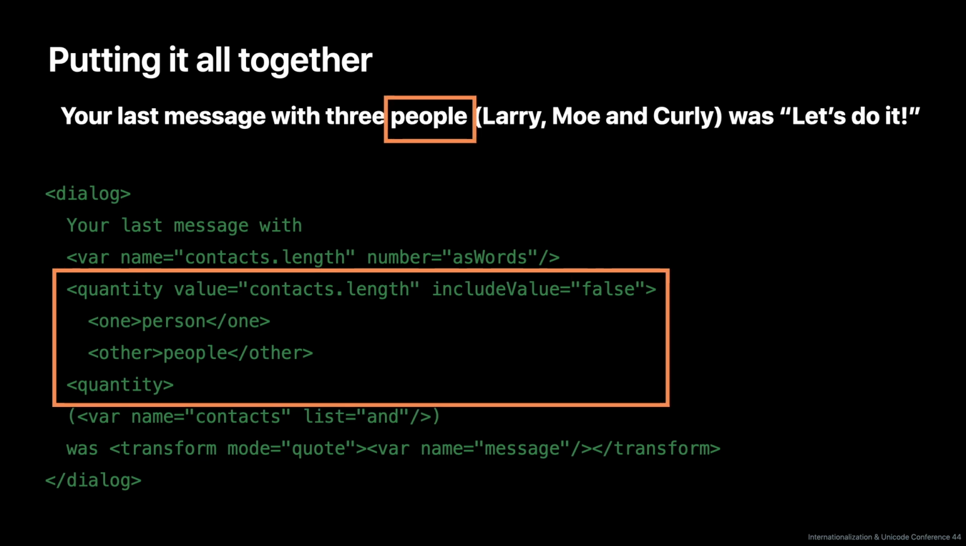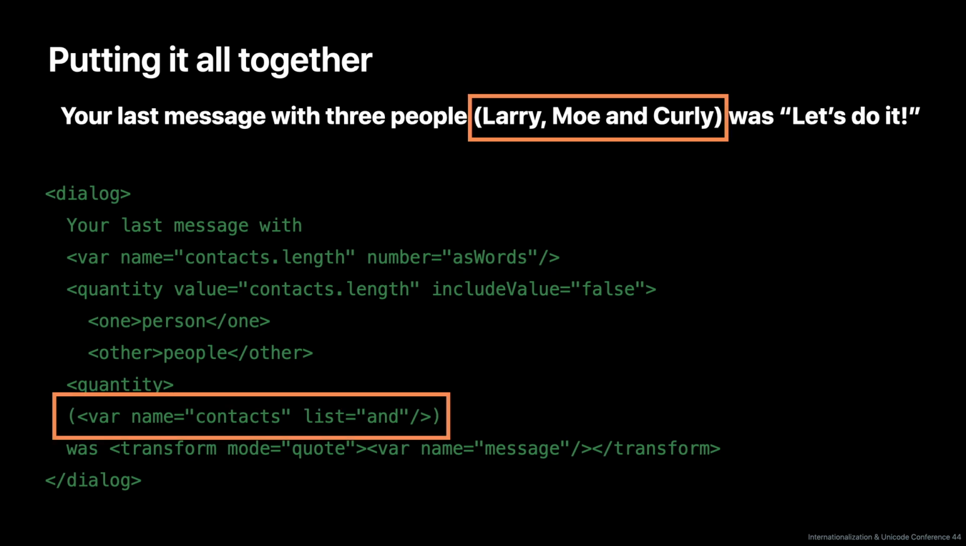Next, we use the quantity element to correctly pluralize the word person. We do this based upon the same number of items in the contacts array. In this case, it's 3, so we use the other text to pluralize the noun, which outputs people instead of person. Next, we output the value of the variable contacts surrounded by parentheses. The contacts parameter is an array, and we specify that we want to use our AND list formatting. So this outputs the name of the 3 contacts, separating them with commas, and using the English word and before the last one because we're dealing with English text here.